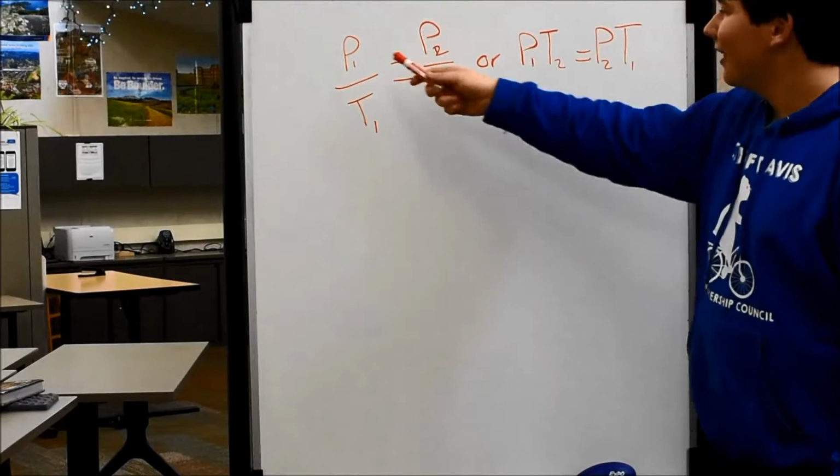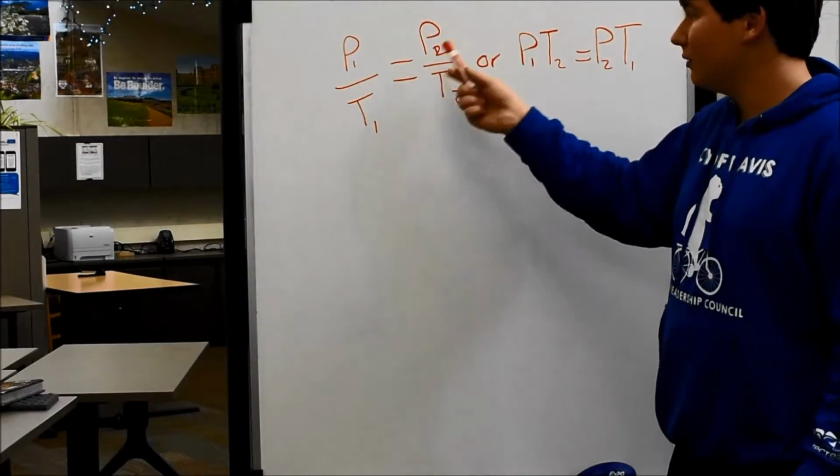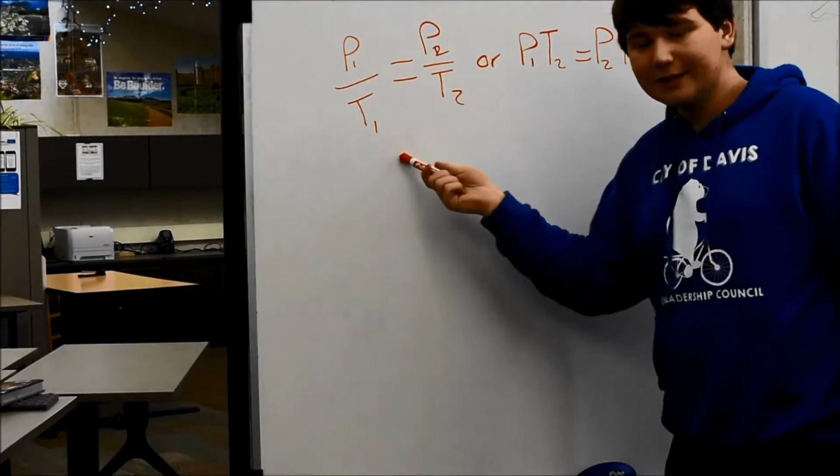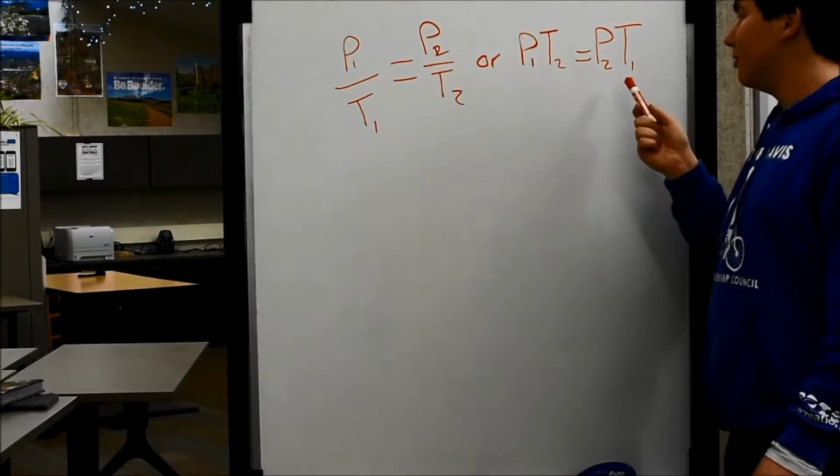Gay-Lussac's law, we can see that this representation of P1 over T1 is equal to P2 over T2. But we can simplify that to an easier expression. P1 times T2 is equal to P2 times T1.